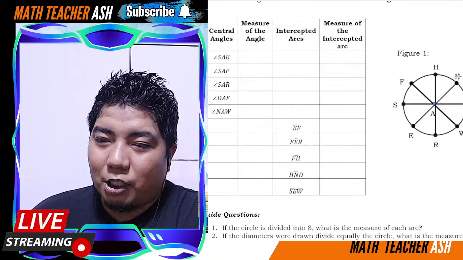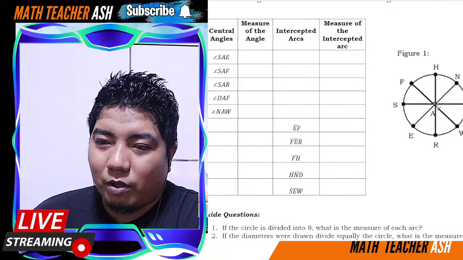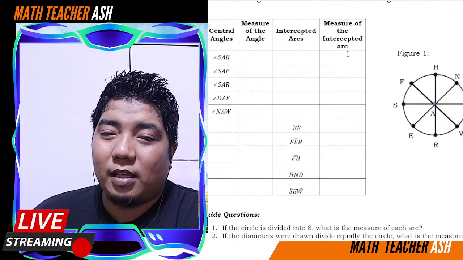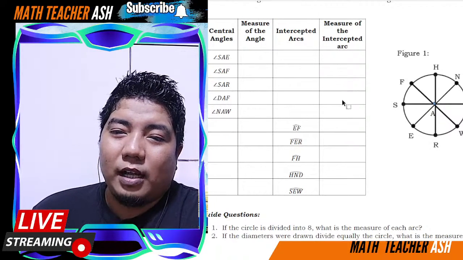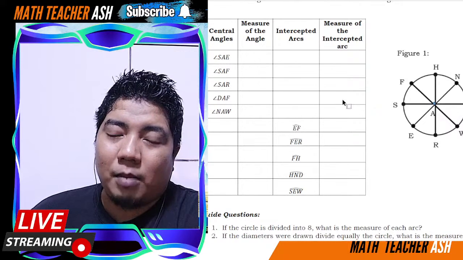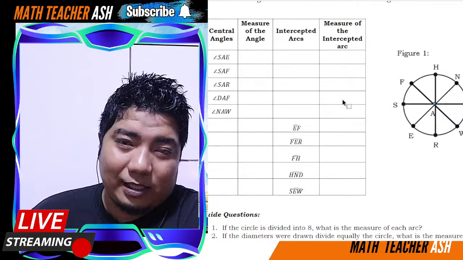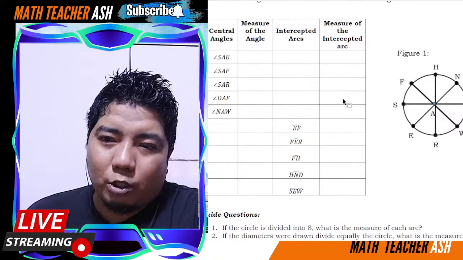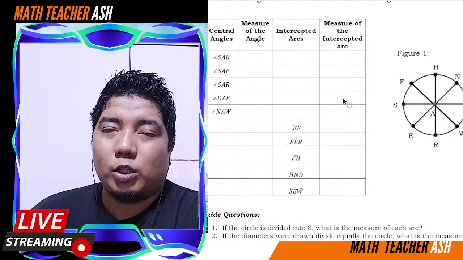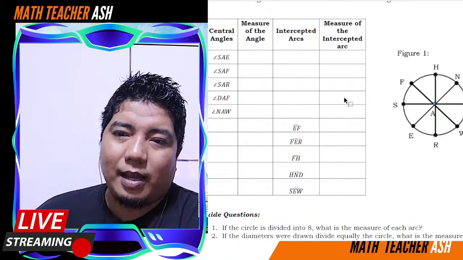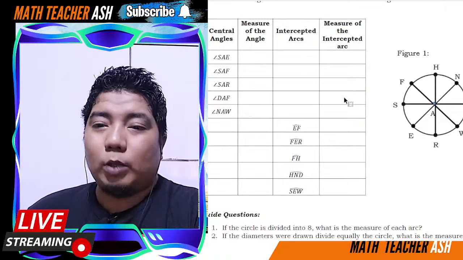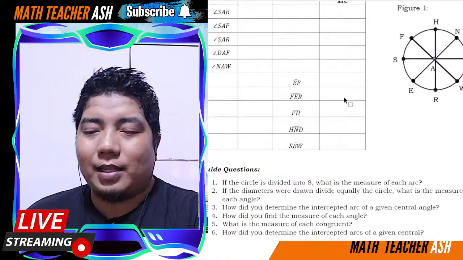HND. So, ito yon. So, ito lang ang kanyang central angle. Okay, so the measurement of the intercepted arc. Of course, the measurement of the intercepted arc and the measurement of the angle, if it is a central angle, is the same, my dear math learners. Ulitin ko, the measurement of the intercepted arc as well as the measurement of the central angle is the same.